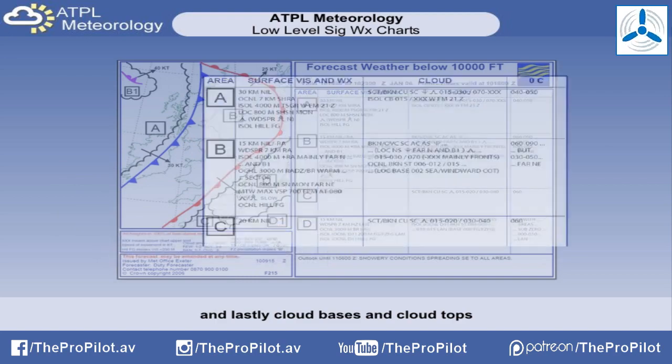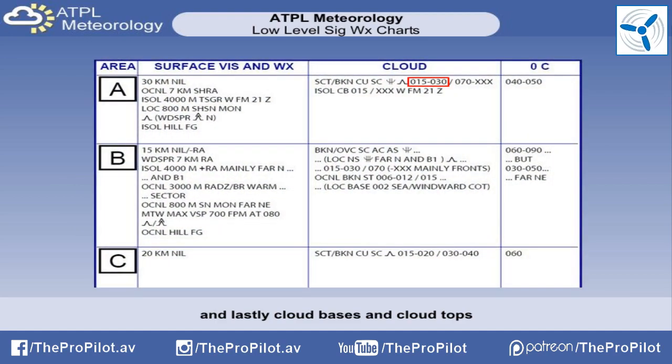The next set of cloud information relates to the base of the cloud, expressed in hundreds of feet above mean sea level. And then, followed by a forward slash, are the tops of the cloud expressed in hundreds of feet above mean sea level. At the very end, there may be further information relating to where and when particular clouds and their hazard may occur.